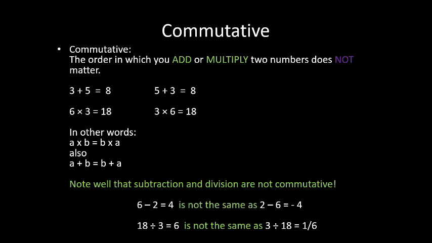6 minus 2 is equal to 4, but it's not the same as 2 minus 6, which gives us negative 4. 18 divided by 3 is equal to 6. It is not the same as 3 divided by 18, which gives us 1/6.